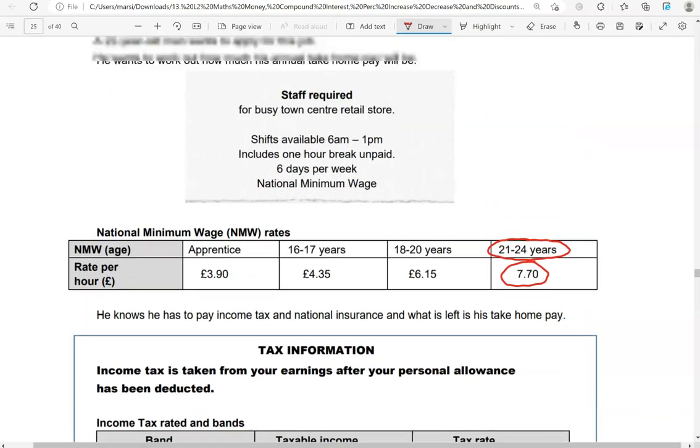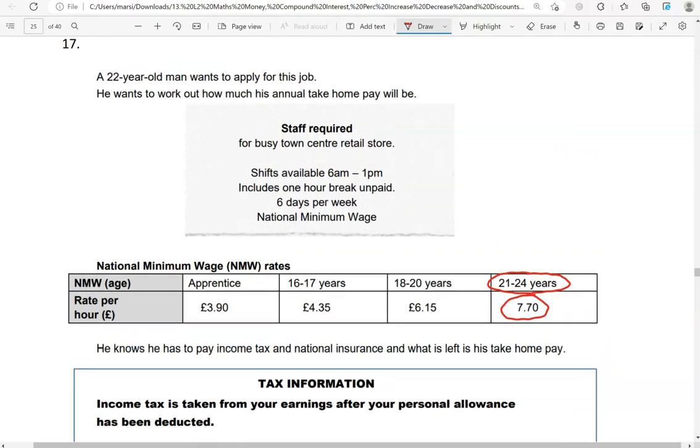So we've got the rate of pay. Let's see how many hours he's going to work. So 6 a.m. to 1 p.m., but it includes 1 hour break that is unpaid. So if we take away that hour, it should be 6 a.m. to 12 p.m. So 12 take away 6 gives us 6 hours. 6 hours, 6 days per week, so that is 36 hours.